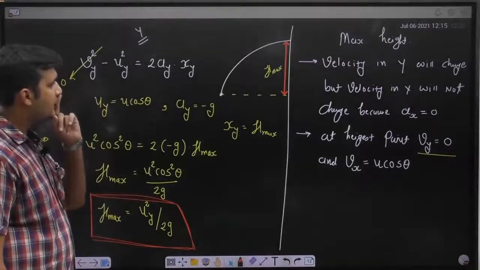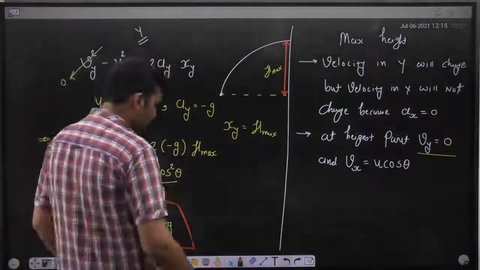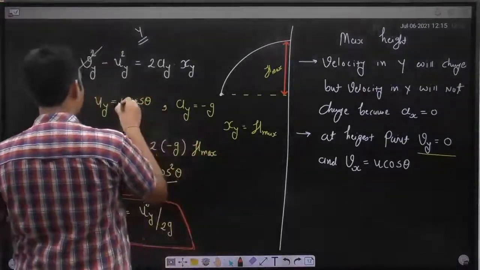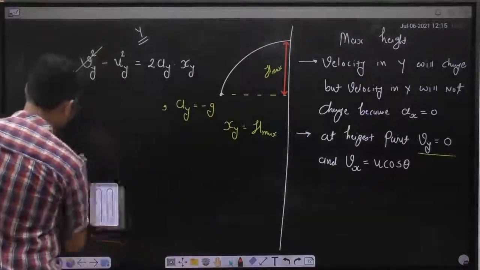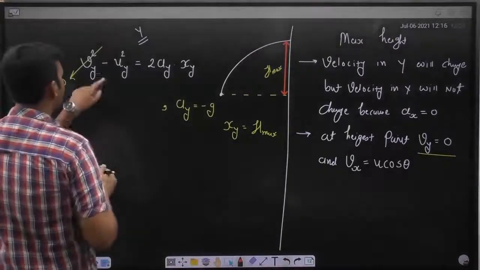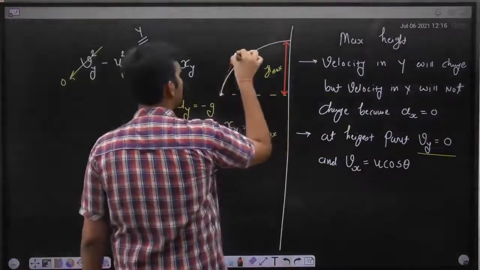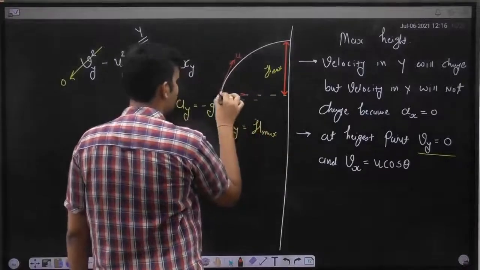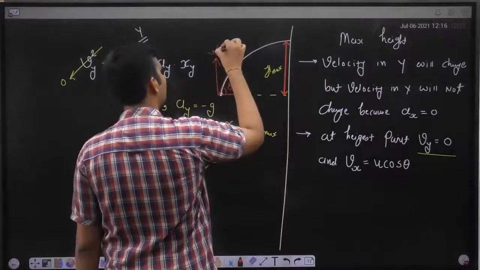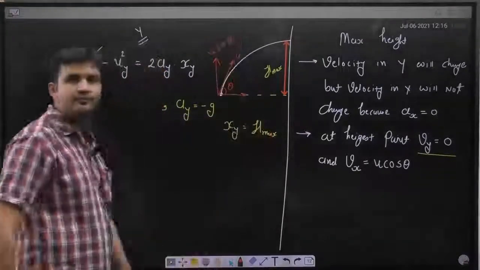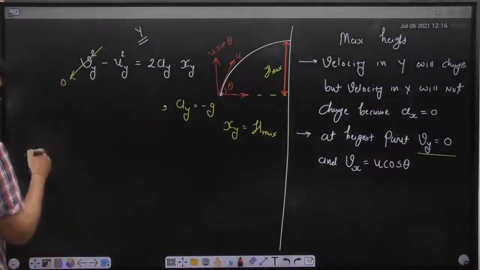Wait, just a minute. There is a mistake. See, this is your x directional velocity. Here you should write y directional velocity. If this is your initial velocity u, and this is angle theta, then this is your x component, and this is your y component, which is u sin theta.